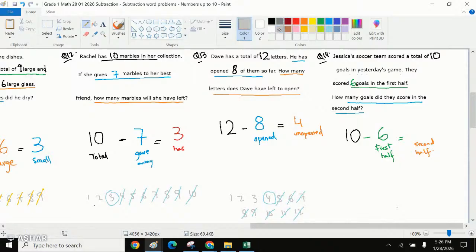We can simply write down the numbers: 1, 2, 3, 4, 5, 6, 7, 8, 9, and 10. That means out of these 10, 6 were scored in the first half: 1, 2, 3, 4, 5, and 6. So how many were scored in the second half? 4 goals were scored in the second half. Okay? So let's try doing some questions from the test. Let's do them together.